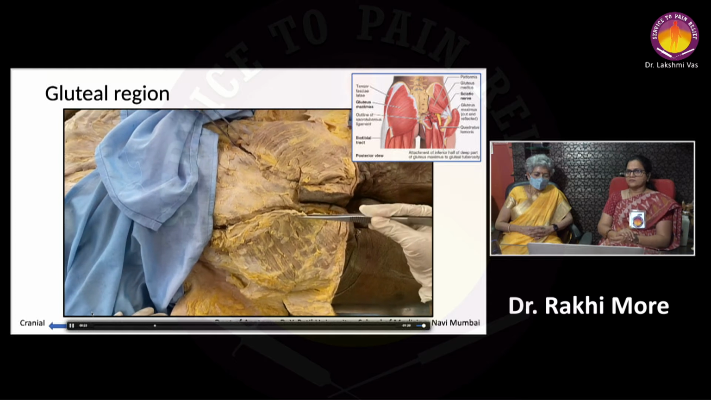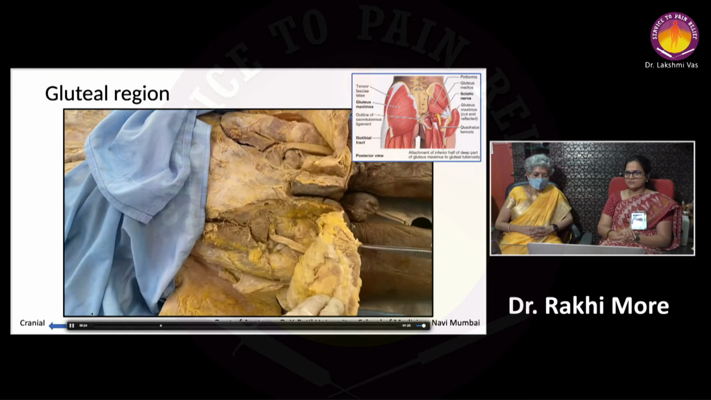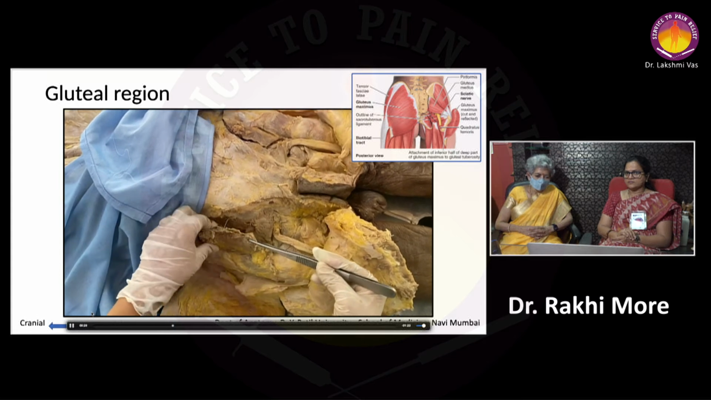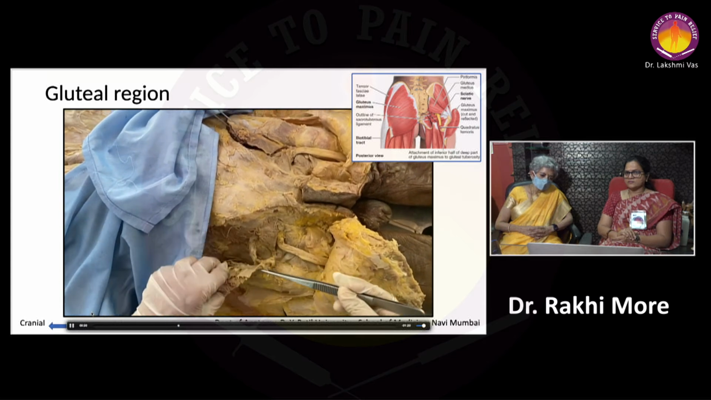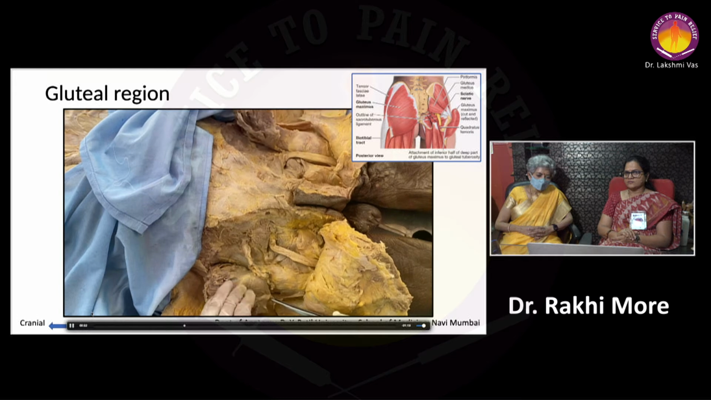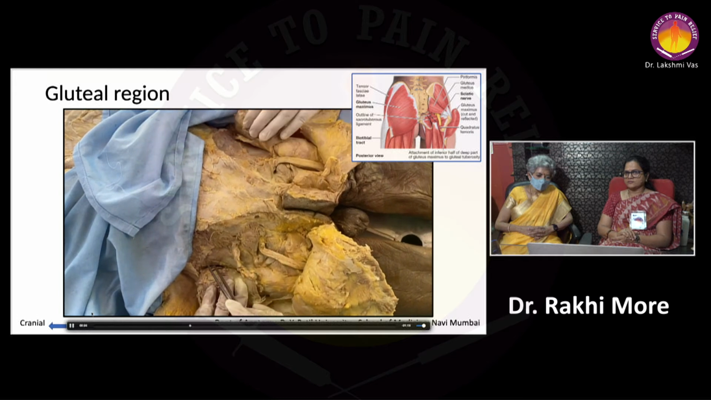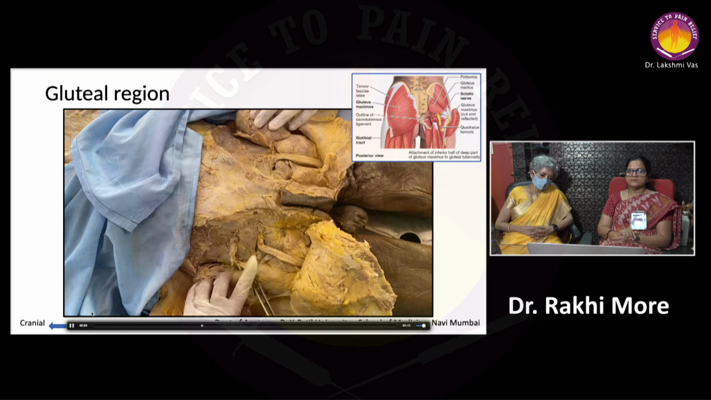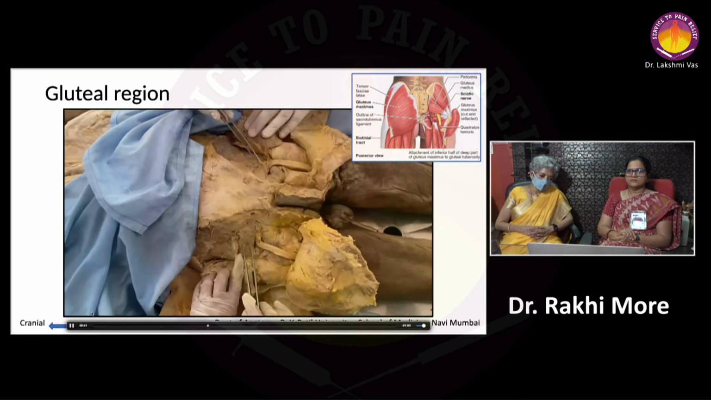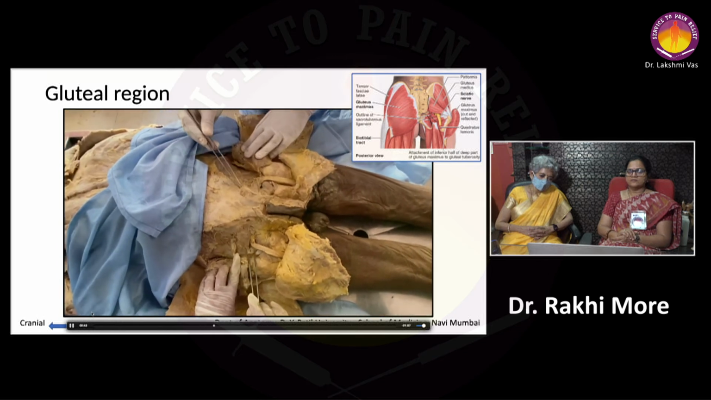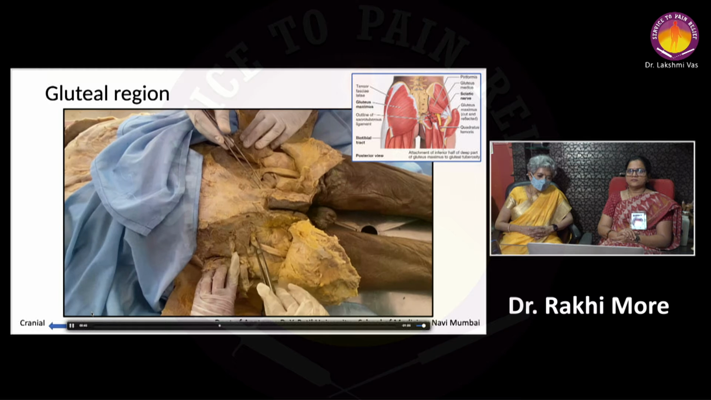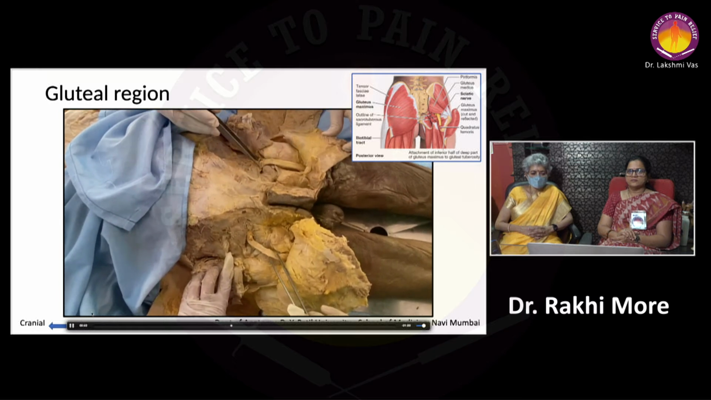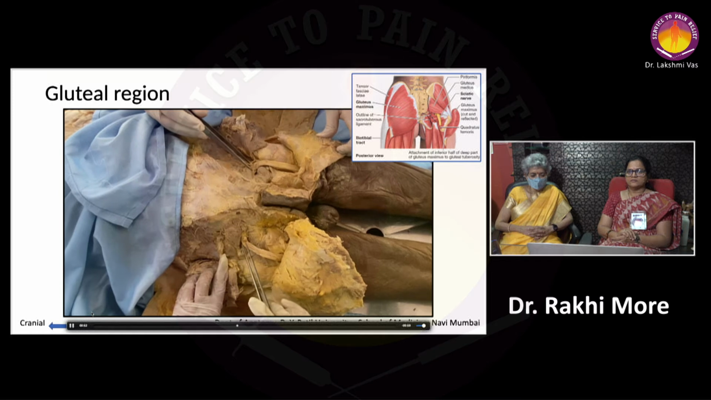Once we reflect the gluteus maximus, we can see the gluteus medius muscle. Reflect the gluteus medius and we see this muscle, that is the gluteus minimus. The muscle which we can see over here is the piriformis. We can identify this with the help of the sciatic nerve, which arises below the lower border of the piriformis muscle.